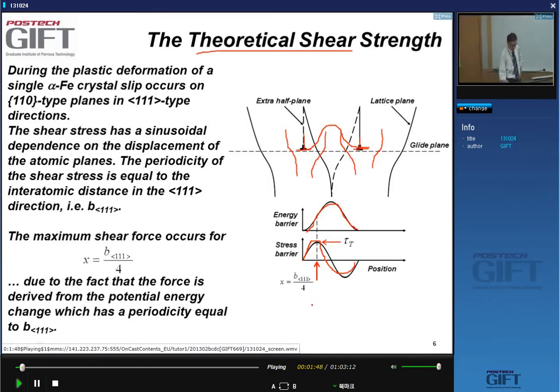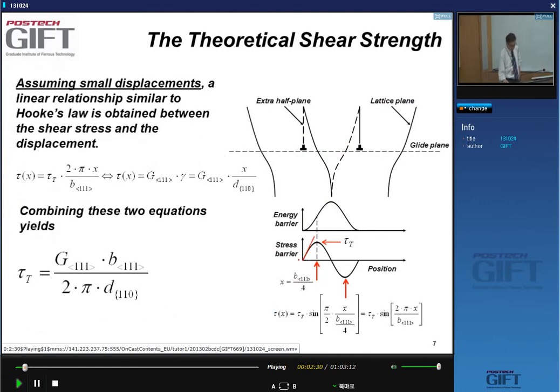Good. And so we can see here that if this is the periodicity, the distance between those two equilibrium positions, that is equal to b, then the maximum of the shear stress in this case, because we have to shear the crystal to get dislocations to advance, is given by this, tau T, and that occurs at a distance b over 4. This is b, this is half b, this is a quarter b, yes? All right.